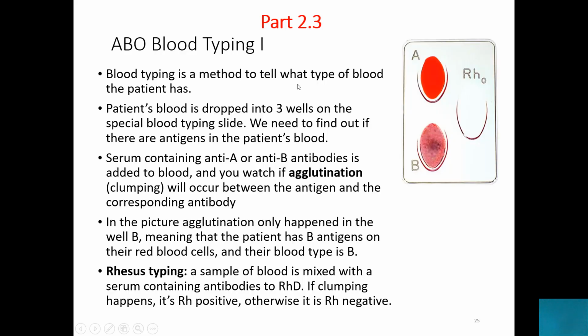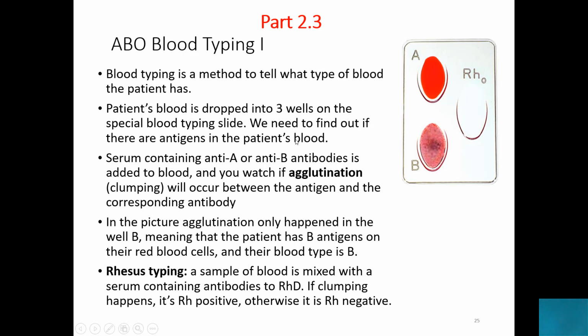Let's talk about blood typing. Blood typing is a method to tell what type of blood your patient has. And that is a slide that we are going to use during the lab. You can see 3 wells here, a well for A, B, and Rh. And patient blood is dropped into all 3 wells.